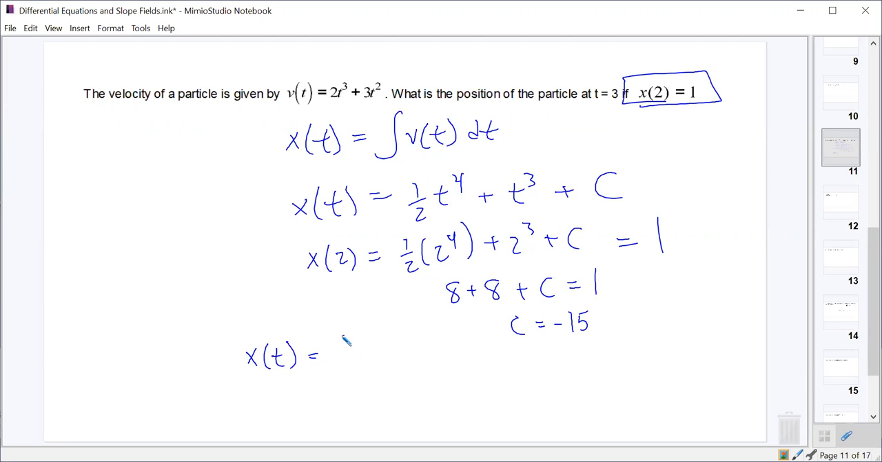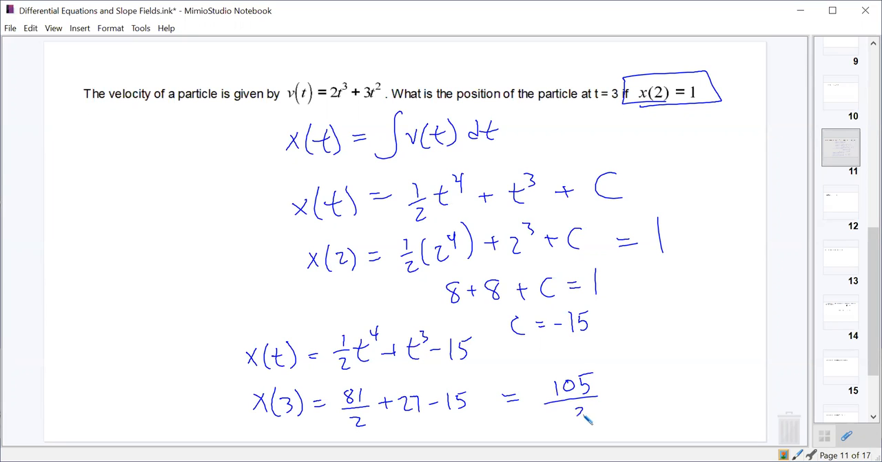So we got x of t is 1 half t to the 4th plus t cubed minus 15. And we want x of 3, which ought to be 3 to the 4th, which is 81 over 2, plus 27 minus 15. So 81 halves plus 12, which is 81 halves plus 24 halves, which is 105 halves. Good or no?